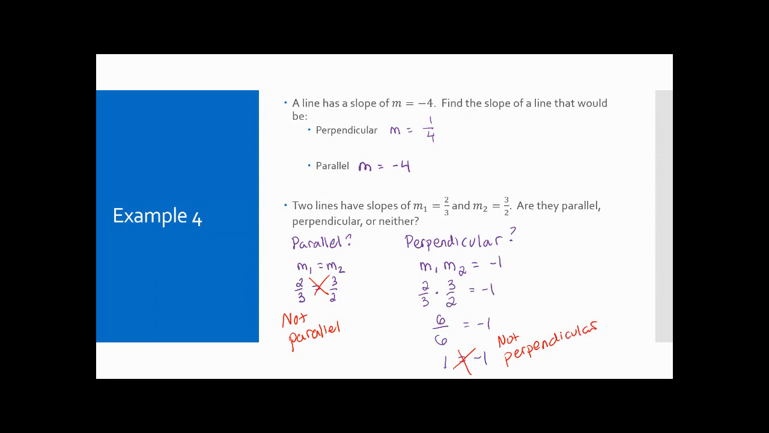As I multiplied them out, I didn't get -1. Instead, I got +1. So if they're not parallel and they're not perpendicular, then the correct answer is neither. Any questions?